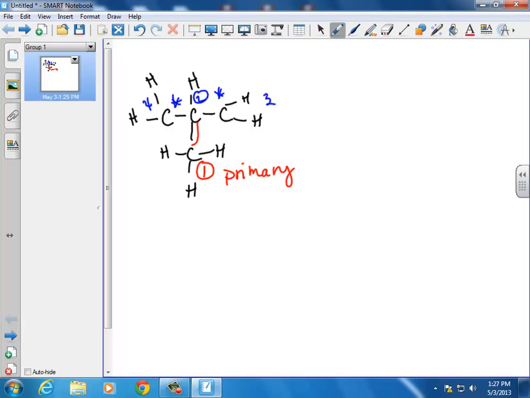Let's look at an example of tertiary. Okay, this carbon atom in the center would be considered a tertiary carbon atom. It's attached to 3 other carbon atoms. Okay, so tertiary.